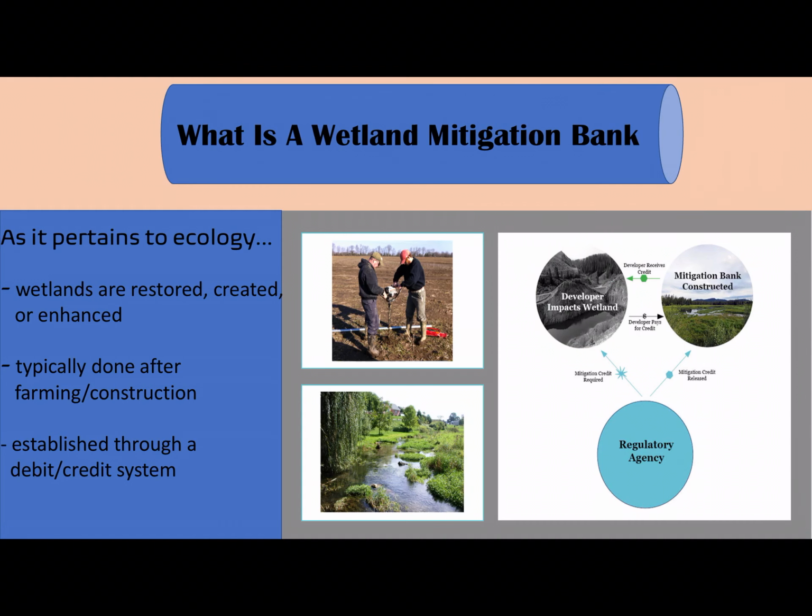The first thing we have to look at is what is a wetland mitigation bank, specifically as it pertains to ecology. The first thing we have to acknowledge is that it is essentially when a wetland is being created, restored, or enhanced, and this is typically done after anthropogenic events like farming or construction. And the way it's created is that an individual or organization establishes a line of credit with an established bank to specifically utilize those funds to create a wetland mitigation zone to offset the negative effects that they enacted while they were doing their anthropogenic activities.